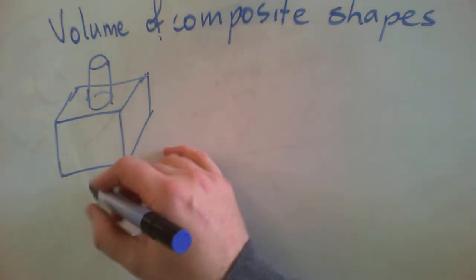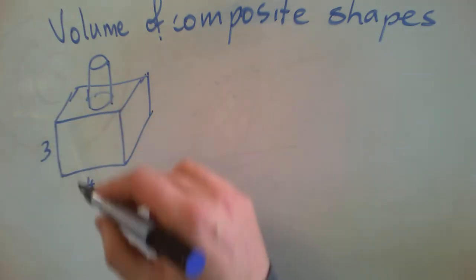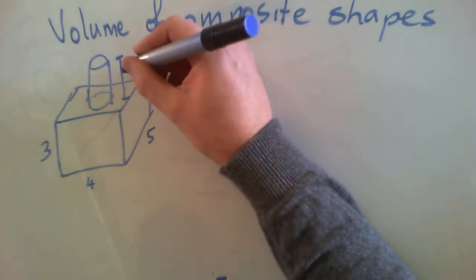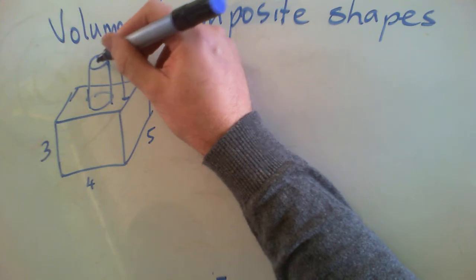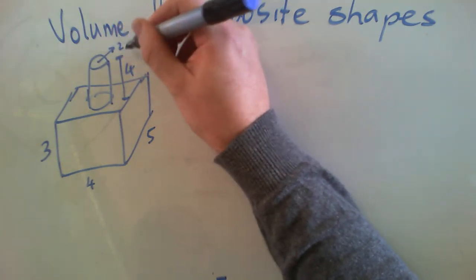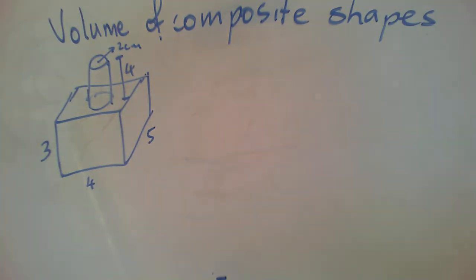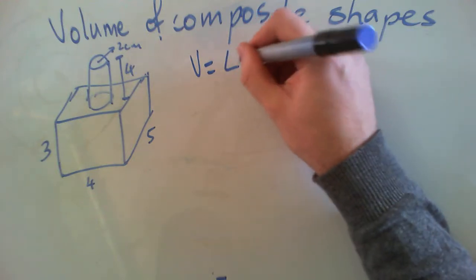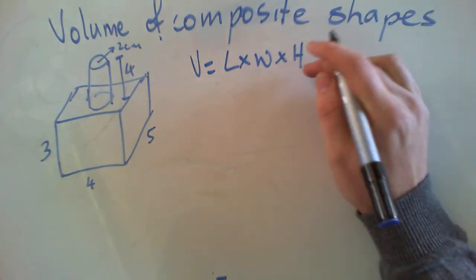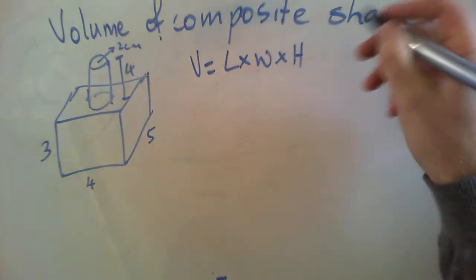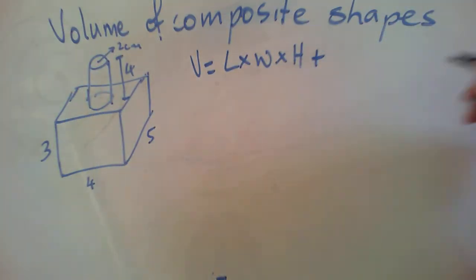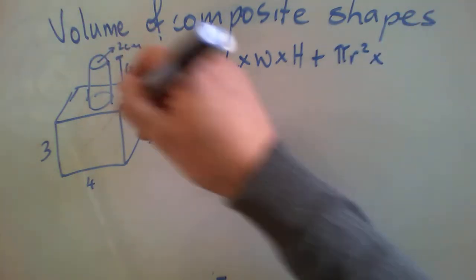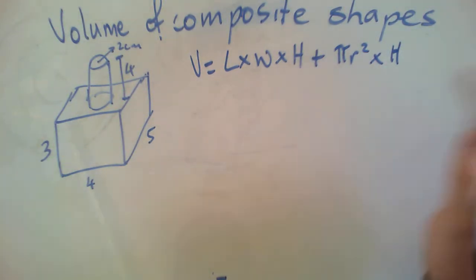So this could be a rectangular prism with dimensions 3, 4, and 5. Our cylinder here might be 4 centimeters long, and let's call the radius 2 centimeters. So there are all the dimensions we'll need. Remember, for the volume of a rectangular prism, we need V equals length times width times height from our previous video. And we're adding a cylinder to it, so plus the volume of our cylinder, which is pi r squared times the height of our cylinder. So these h's are different, and we're going to sort that out now.